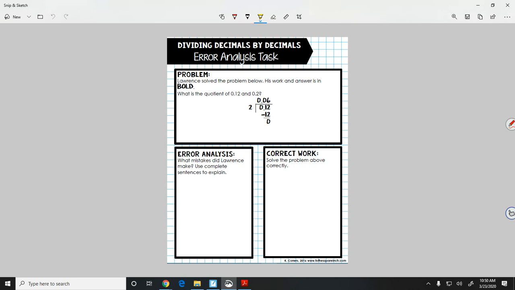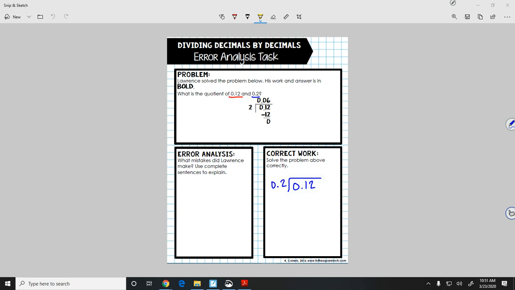All right, so here we go. I like to work it backwards, so I'm going to go ahead and work it backwards. My first number is going to be my dividend. We're going to make our house, and the dividend is going to go inside the house. So 12 hundredths is going to go inside the house. The second number is our divisor, so 2/10 goes outside the house.